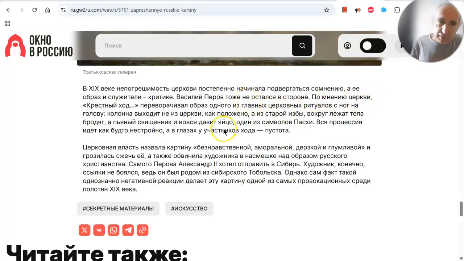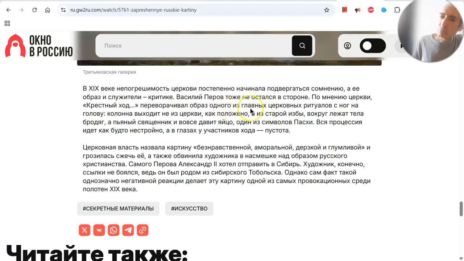По мнению церкви, крестный ход переворачивал образ одного из главных церковных ритуалов с ног на голову. So let's get up to here. По мнению means according to the opinion. In the opinion of. По мнению, in the opinion of. Переворачивал means turned. Образ, we said, that was image. Одного из главных церковных ритуалов. So одного из comes from один из, which is one of.